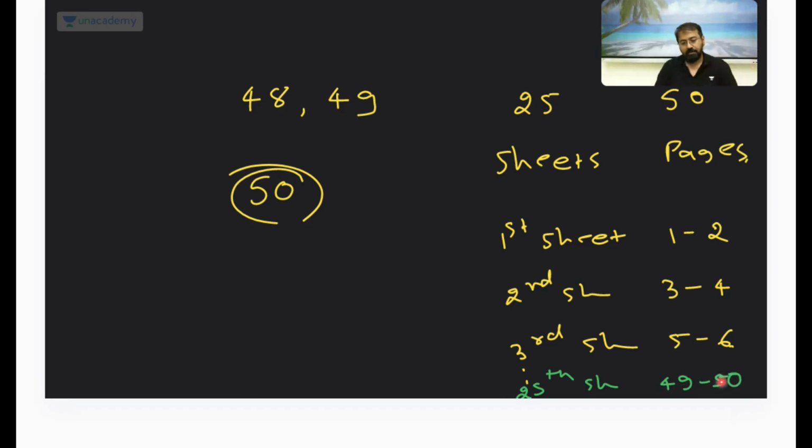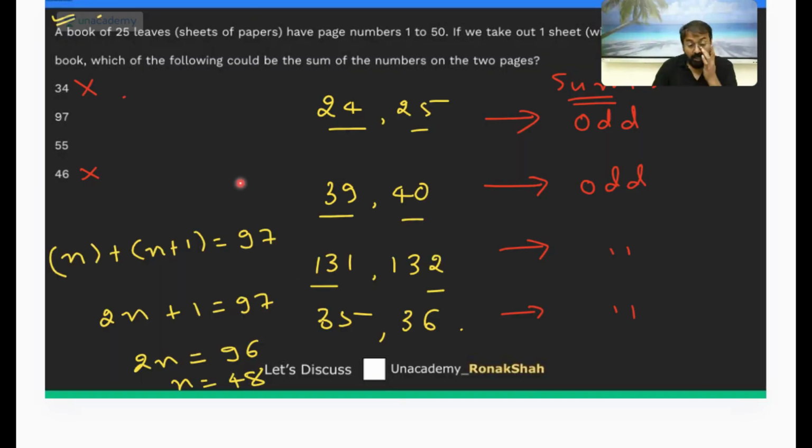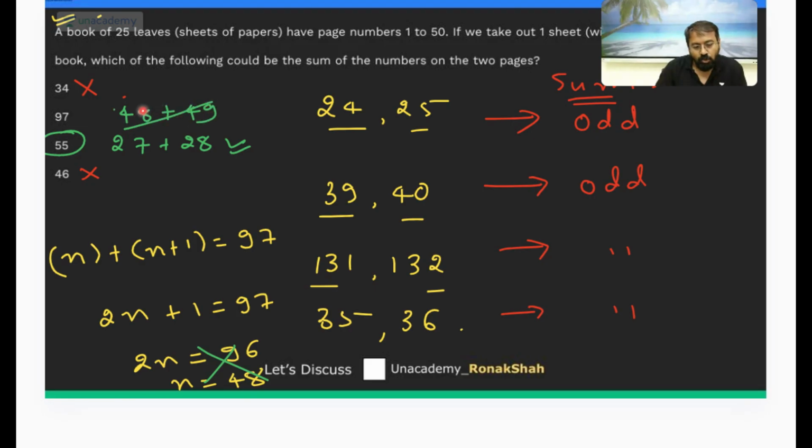Do you all agree, guys? So that's why 48, 49 cannot be together. Yes. And that's why we can eliminate this possibility, right? So the only possibility is 55. So 27 plus 28 is possible. Okay. 48 plus 49, it's not possible.